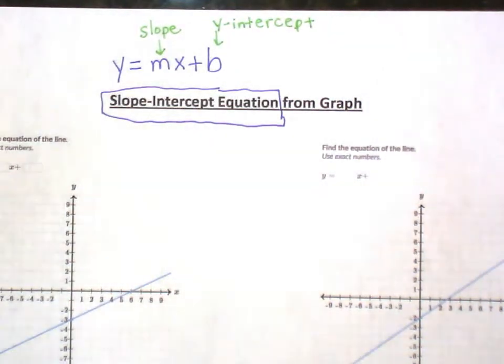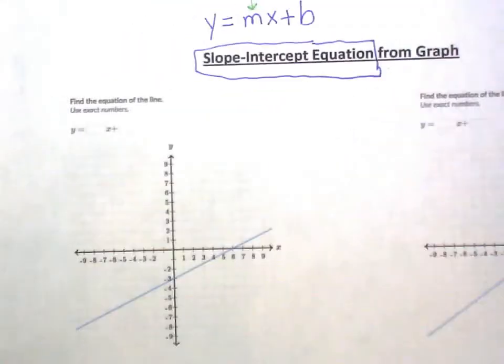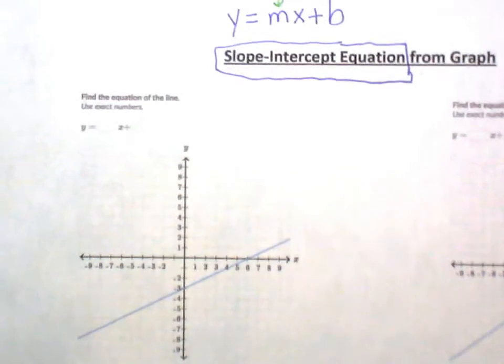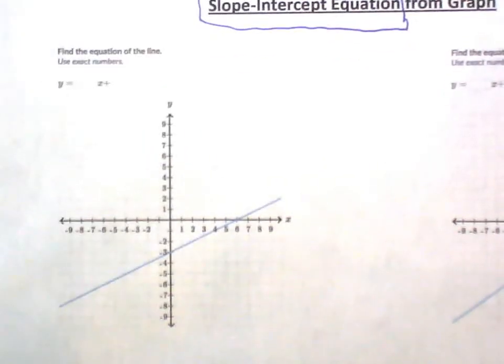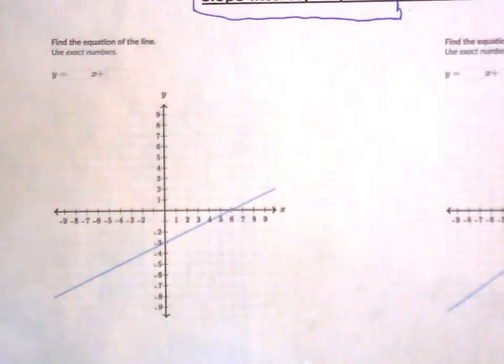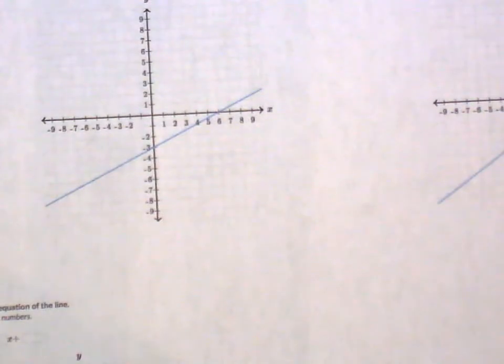Okay? So what we are going to be doing in this video is you are going to be given 5 different graphs. We're going to do one at a time, obviously. And then we are going to write the equation given the graph.